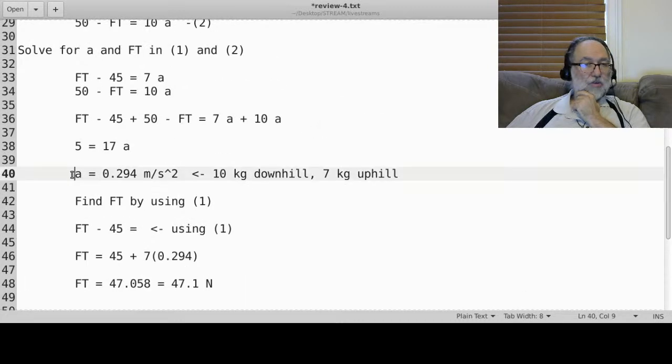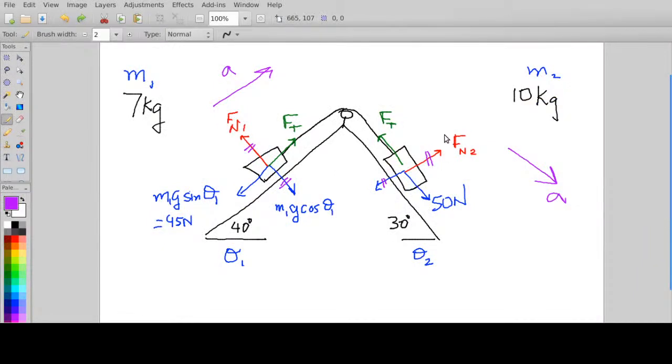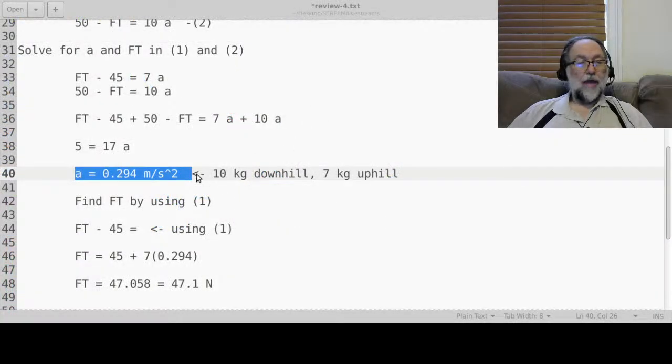We already have that direction. If you go back to the diagram here, you can see that the 10 kilogram is accelerating downhill, and of course, as a result, the 7 kilogram has to be accelerating uphill. And that gives us the acceleration and the direction.